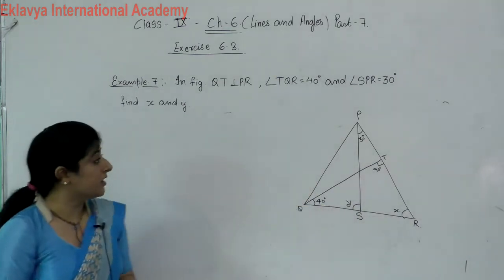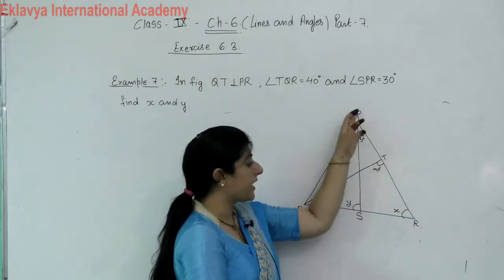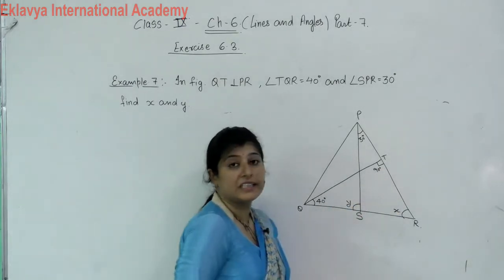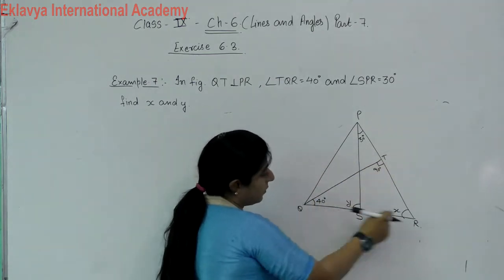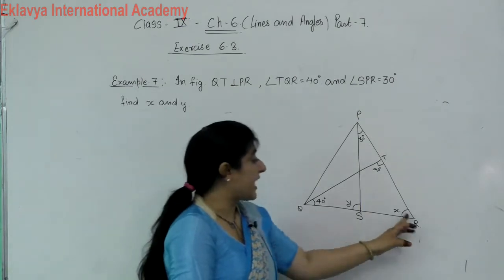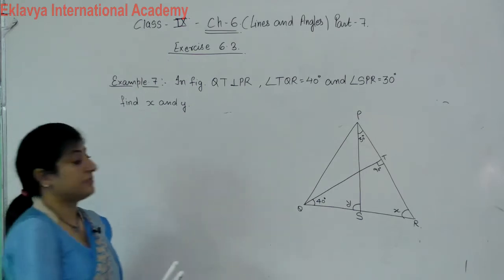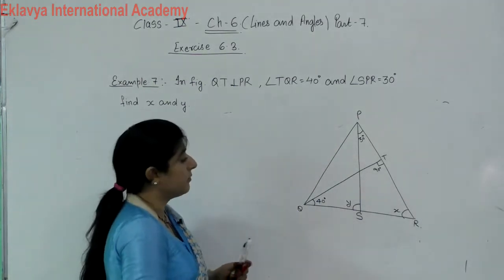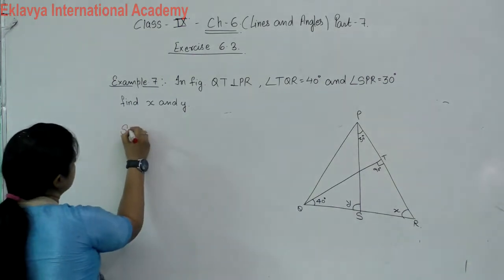In this figure, it is given to you that in triangle PQR, QT is perpendicular to PR. Perpendicular means it makes an angle of 90 degrees. And this angle is 30 degrees, TQR is equal to 40 degrees. Find the value of x and y. Now we will use the concept of angle sum property or maybe exterior angle property. See how to solve it. Solution.